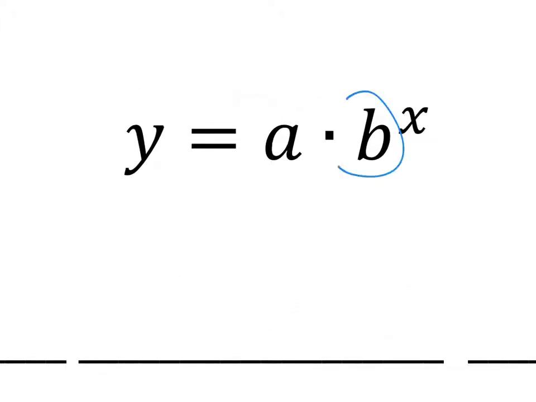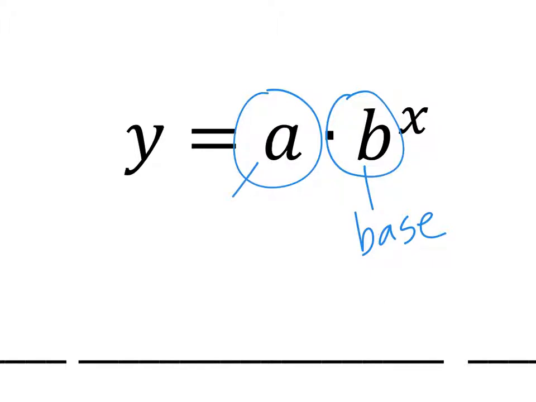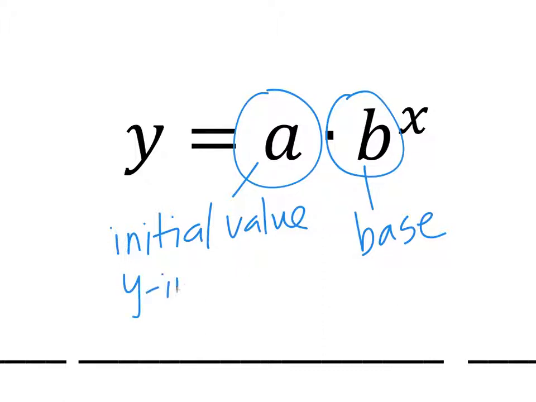The b part is called the base, which has to do with the exponential model. And then the a part is usually what we call the initial value. But sometimes it's also the y-intercept, not every single time.